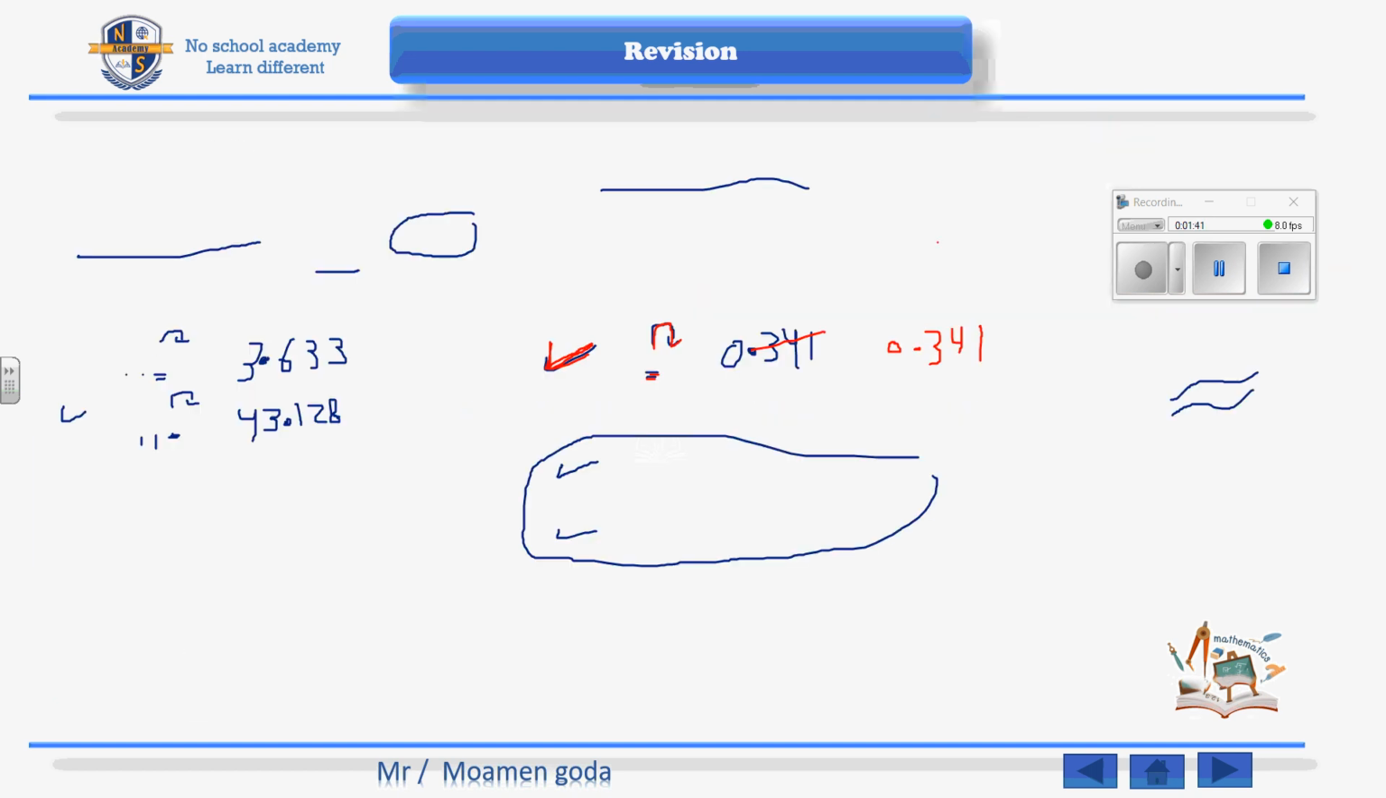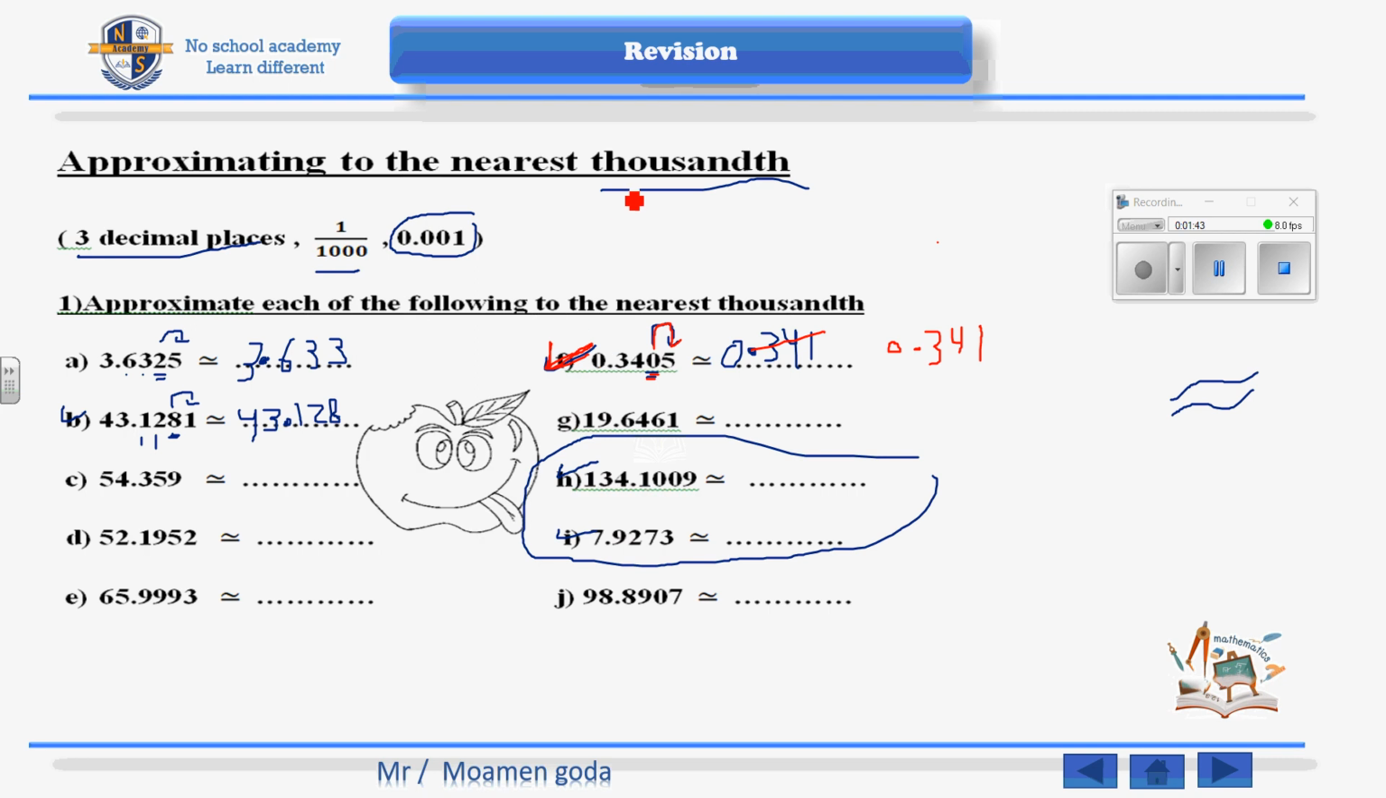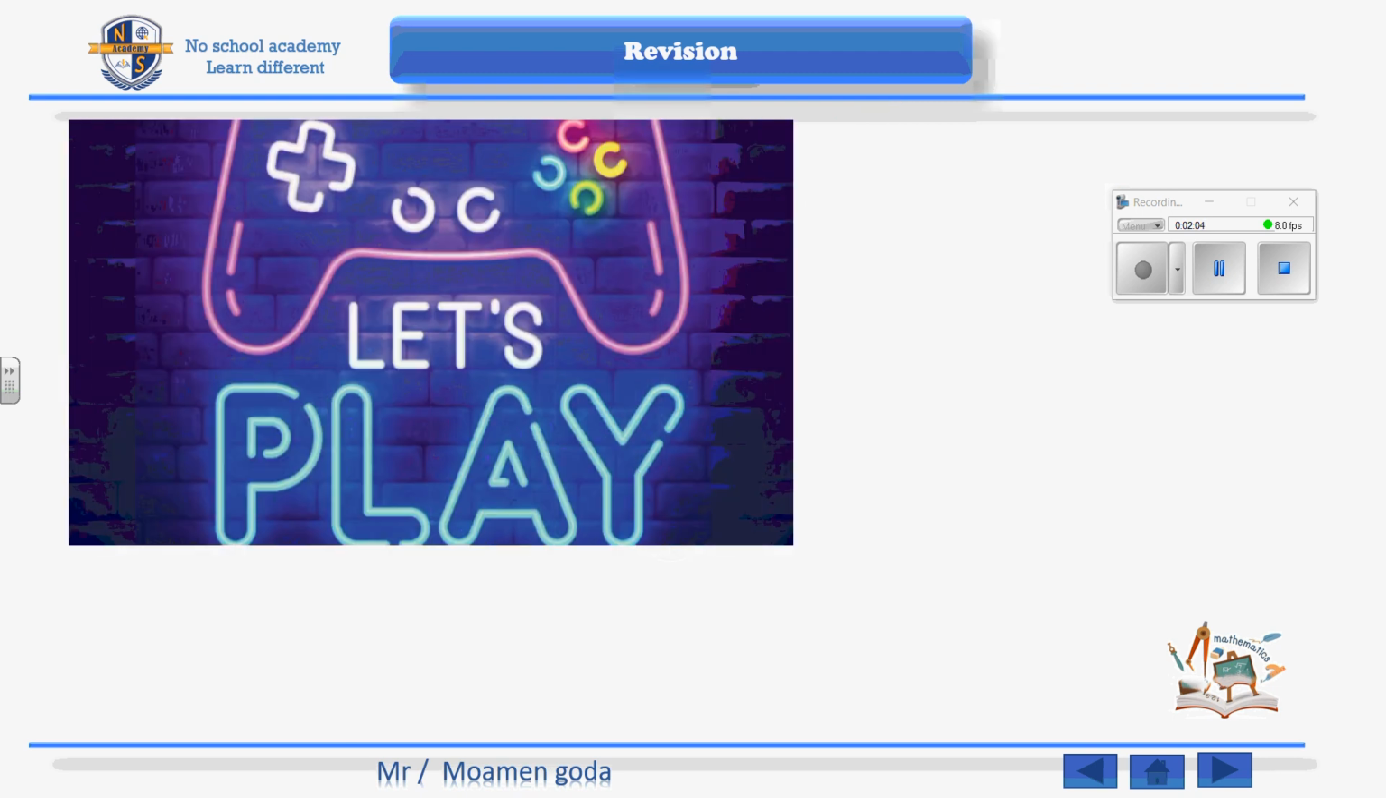After that, we watch a video about approximation, and we solve approximating, but this time to the nearest thousandths. Thousandths means 3 decimal places, or I can write it as a fraction, 1 over 1000, and I can write it as a decimal, 0.001. And we solve more examples and play a game.